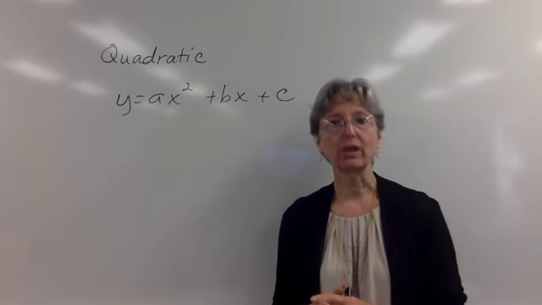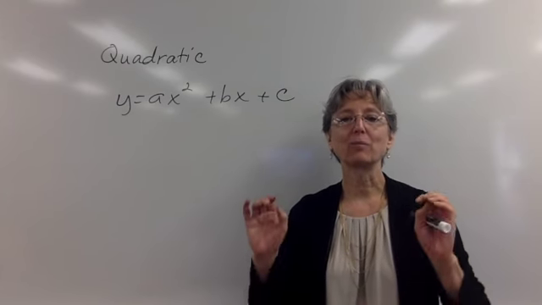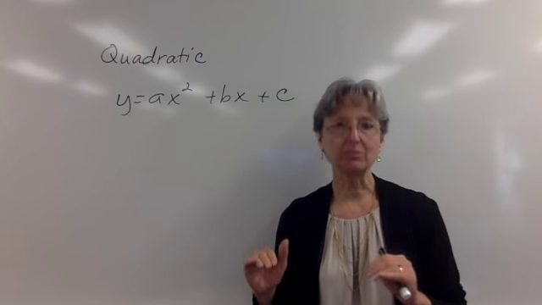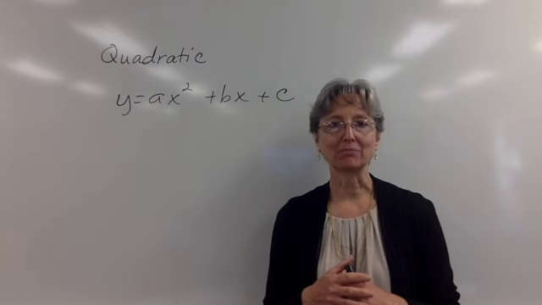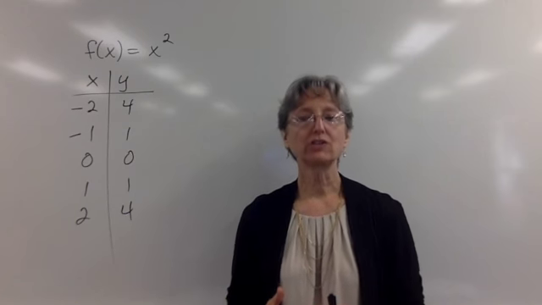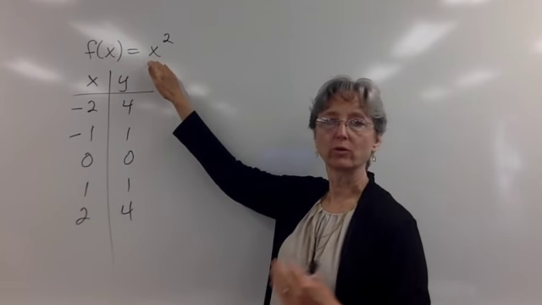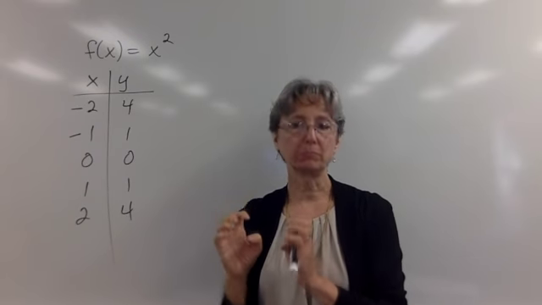But before we do that, we're going to go back to what we did before, and we're going to look at what we're going to call the parent function, which means the absolute simplest quadratic we can possibly have, and then deal with it step by step. So the parent function of a quadratic is here. f of x is x squared, or y equals x squared, just absolute basics.